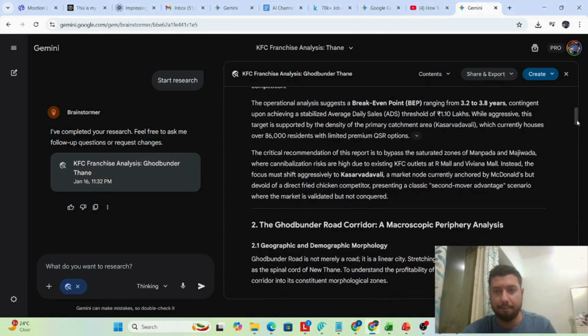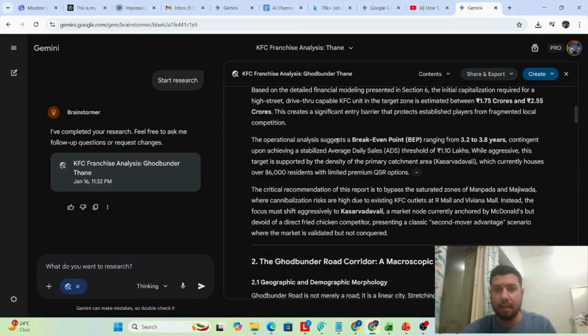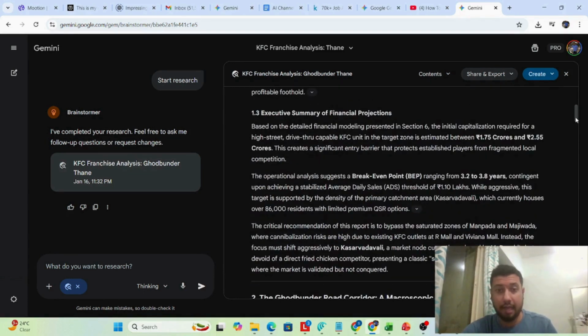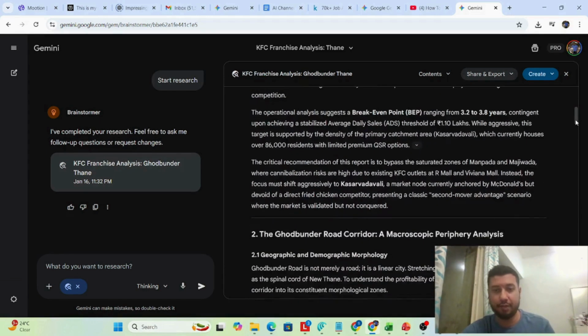But then what is important? Yes, look at it. It has already done its analysis and it says that break-even will be reached between 3.2 to 3.8 years, achieving a stabilized average daily sales threshold of 1.10 lakhs. So the initial estimation of capital ranges between 1.75 crores to 2.25 crores.